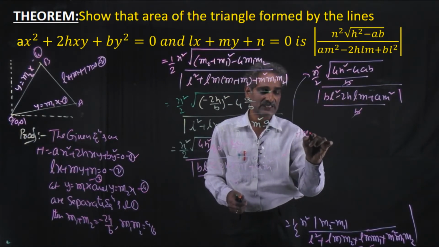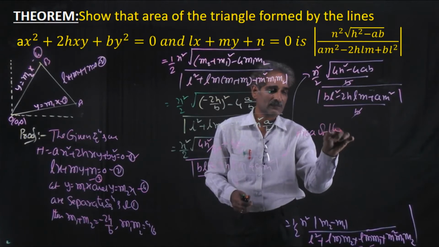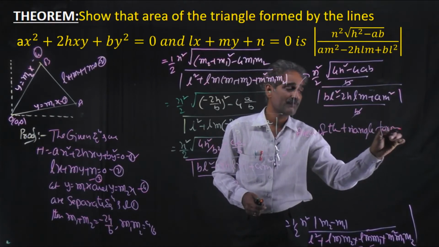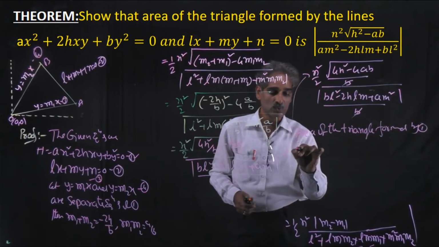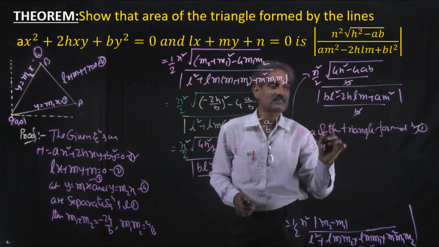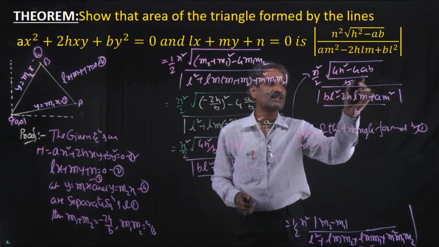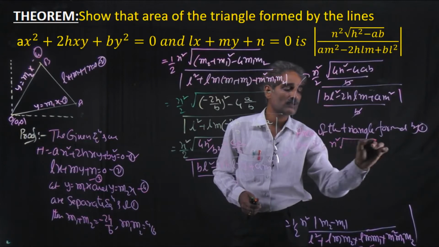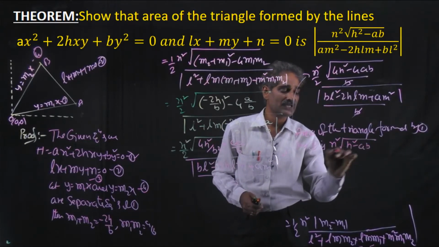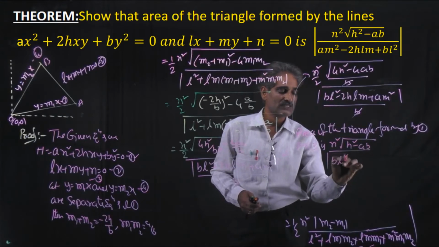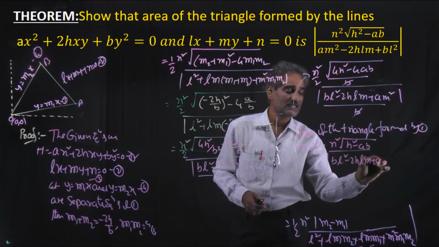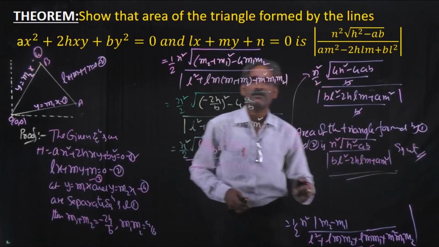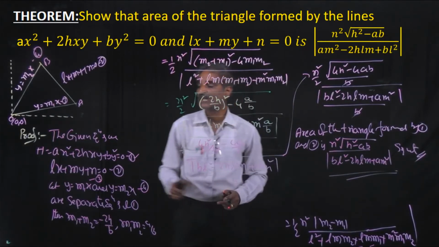Area of the triangle formed by 1 and 2 is, here 4 in root of 4h square minus 4ab means 2 into root of h square minus ab, so 2 gets cancelled. N square into square root of h square minus ab by modulus of b l square minus 2h l m plus a m square units. This is the formula for area of the triangle formed by the lines this and this.